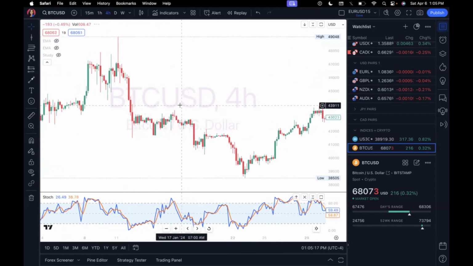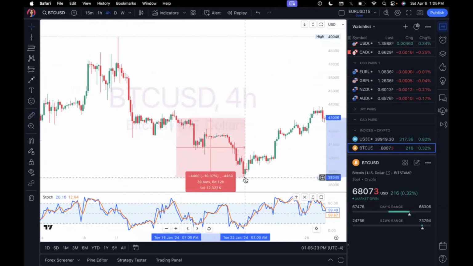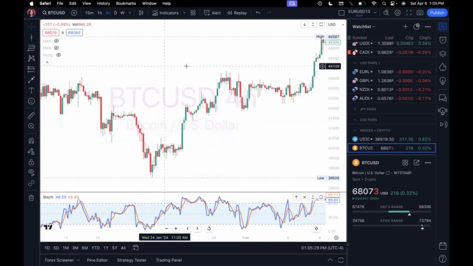Here's another example here of a Gravestone Doji. And then again, we can see that the market sold from that point. So in a week, being able to secure about 4,000 pips on Bitcoin is awesome.